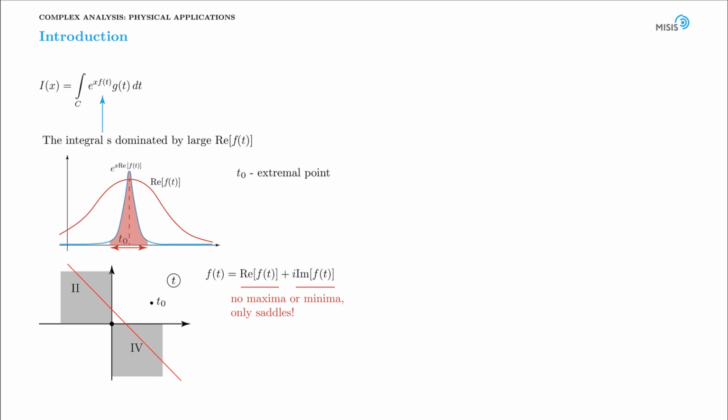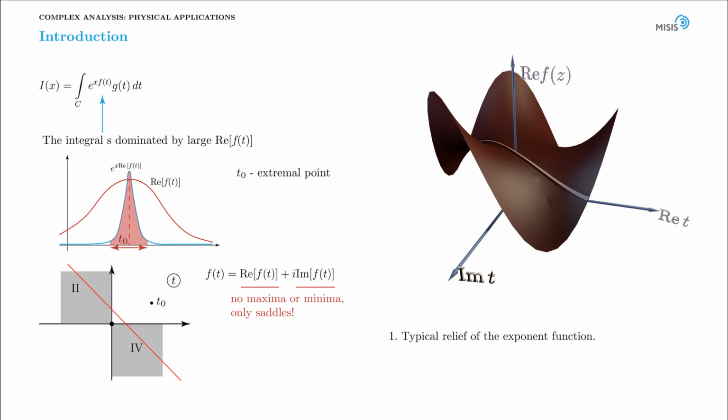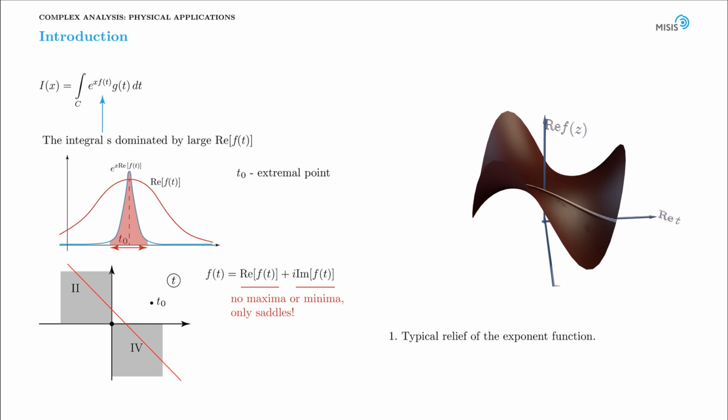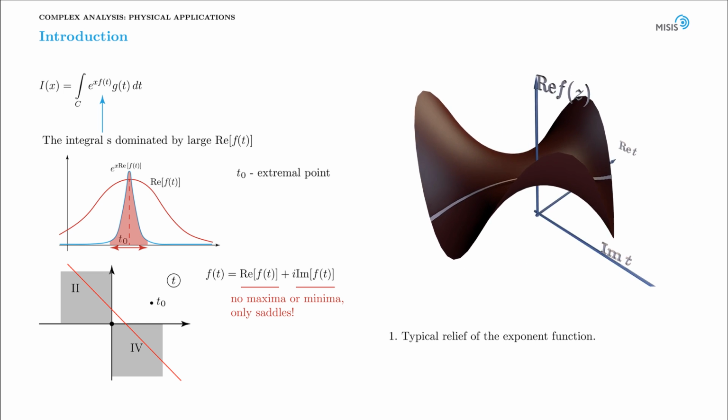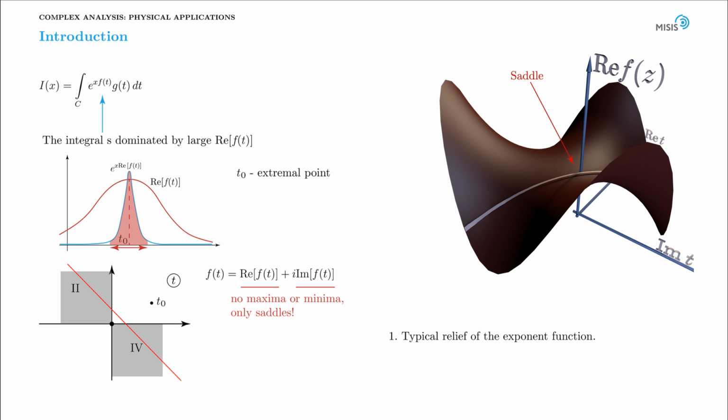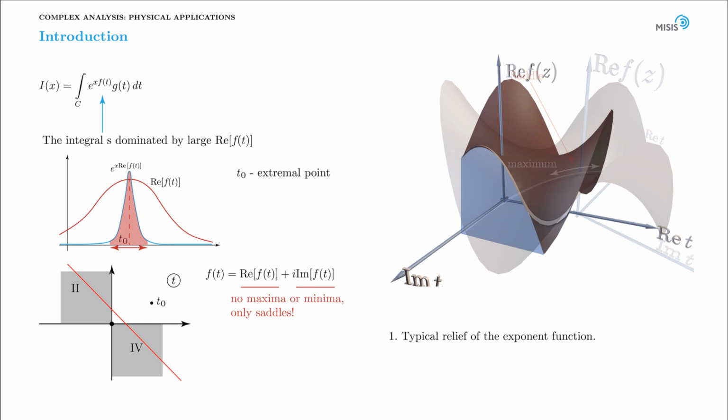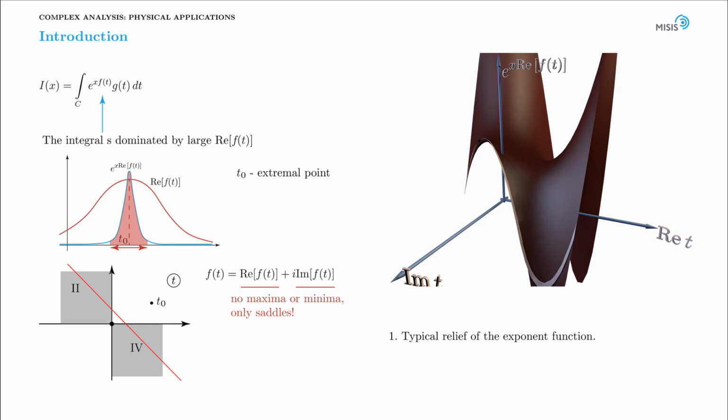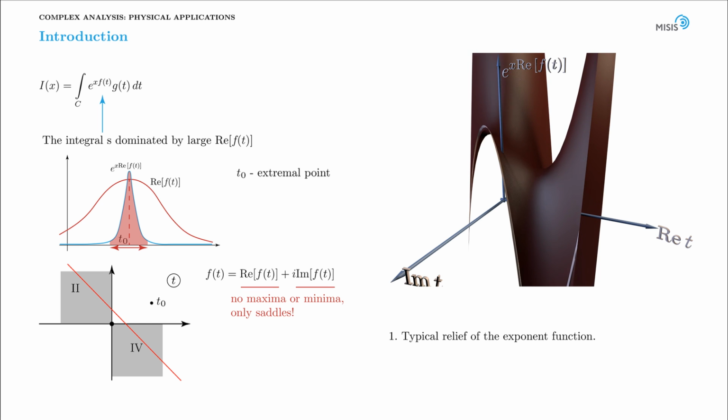First, let us have a quick look at the typical relief of the real part of the exponent function. It looks like a mountain ridge, although with no peaks. The start point and end point of the contour are usually separated by some path across the saddle of the ridge. We therefore understand that though the real part of f of t doesn't have extrema in a complex plane, it's not a problem. It can still have maxima along the path. The larger the parameter x, the sharper the peak of the modulus of the exponential function.